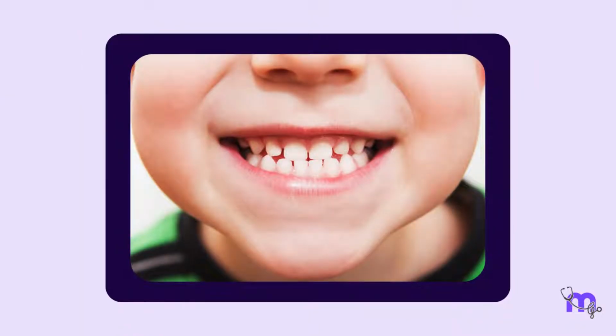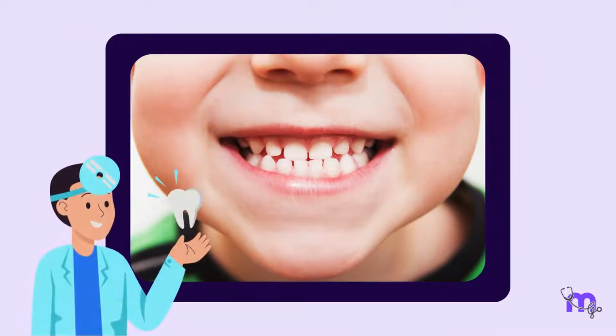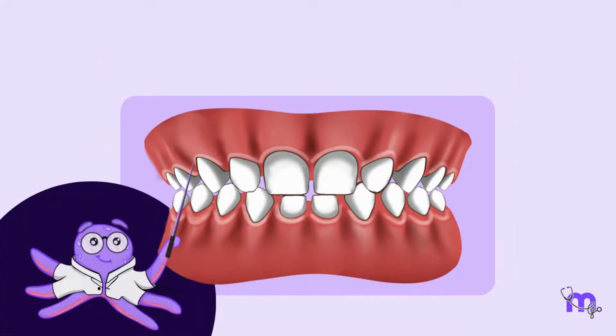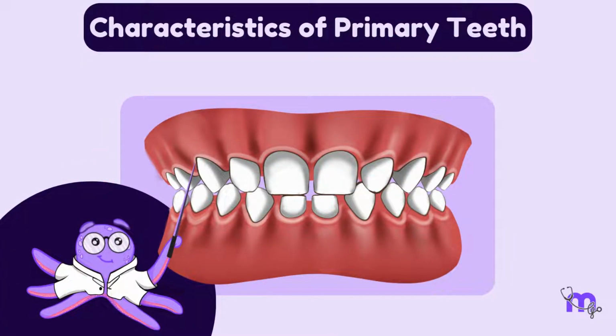Have you ever had a glimpse of a preschooler's smile? All that you see are tiny pearls, beautifully arranged in a pattern. After watching this video, you will appreciate these smiles and patterns from a dentist's perspective. Let us begin with the characteristic features of the arrangement of primary teeth.